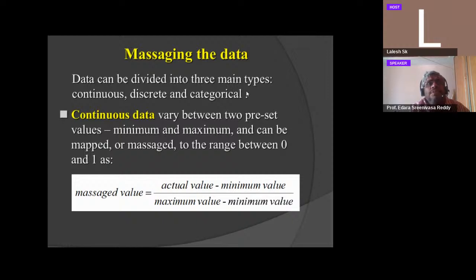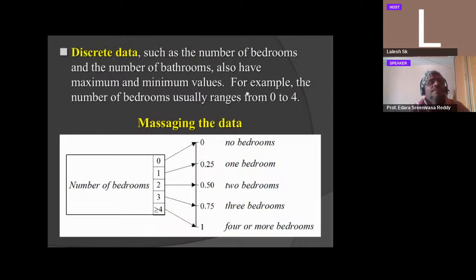Data can be divided into three main types: continuous, discrete, and categorical. Continuous data vary between two preset values, minimum and maximum, and can be mapped or scaled to range between 0 and 1. Scaled value = (value minus minimum value) divided by (maximum value minus minimum value). And discrete data, such as number of bedrooms or number of bathrooms, also have maximum and minimum values.